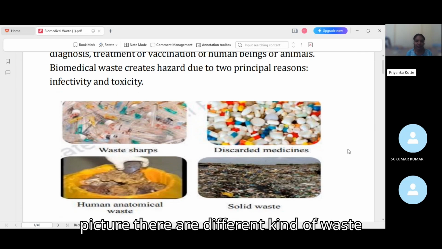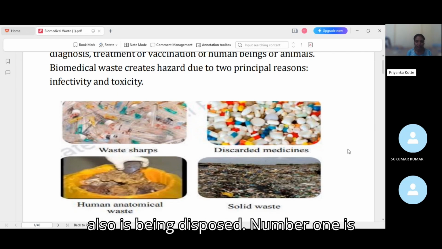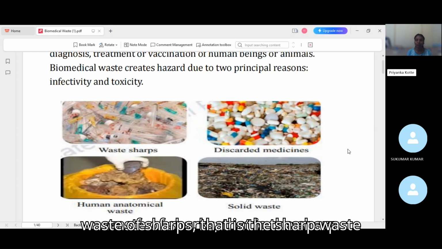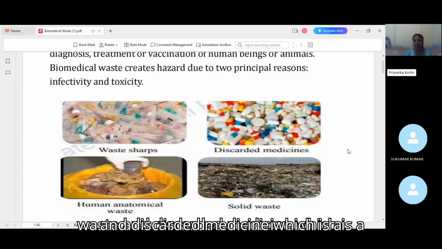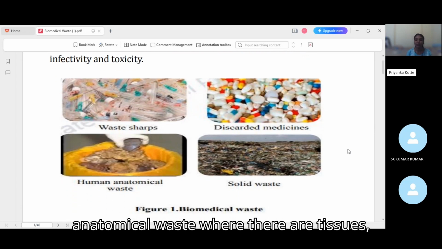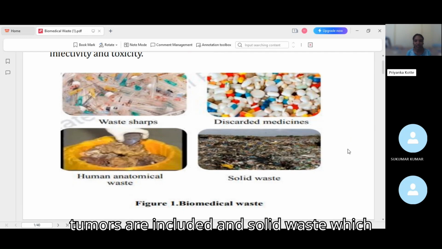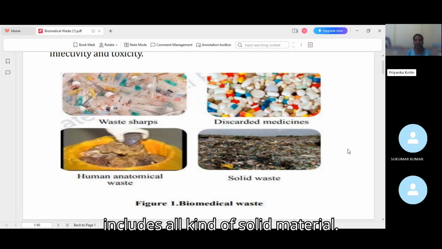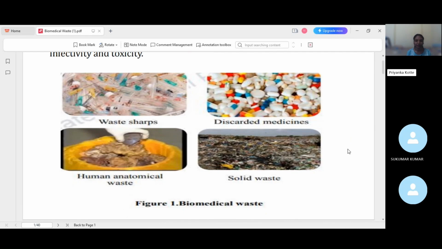As you look at the picture, different kinds of waste are being disposed. Number one is sharps waste, and discarded medicine, which is pharmaceutical waste. Then human anatomical waste, which includes tissues and tumors, and solid waste, which includes all kinds of solid material.